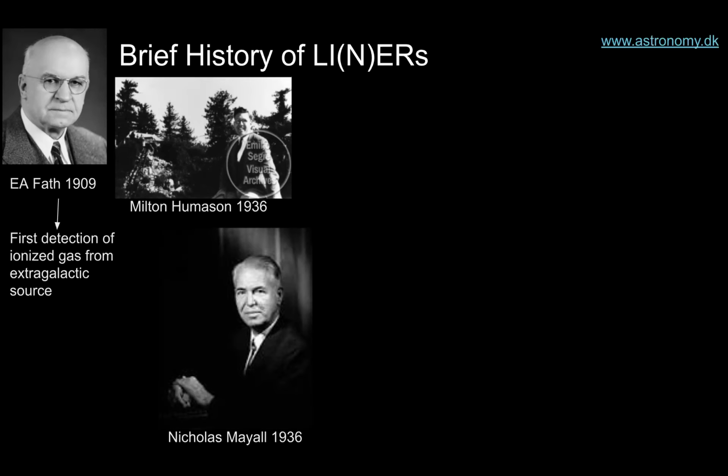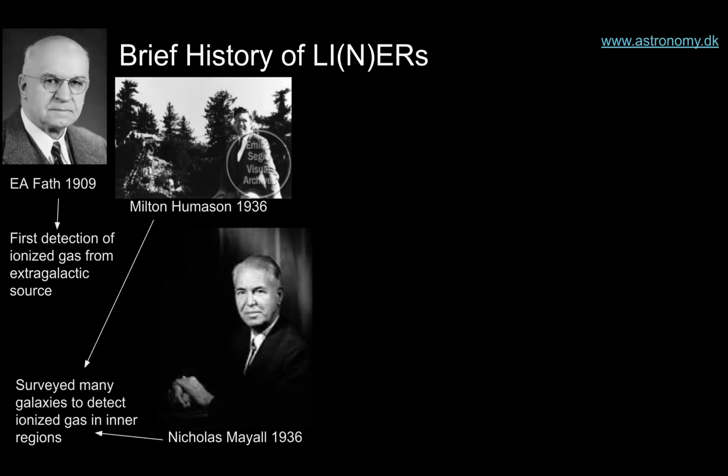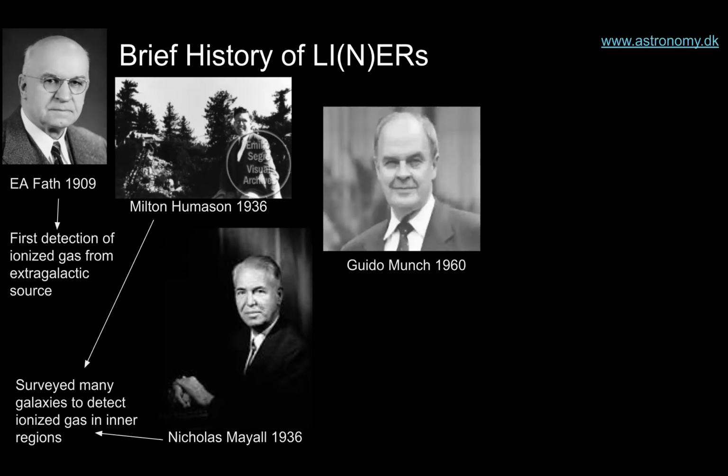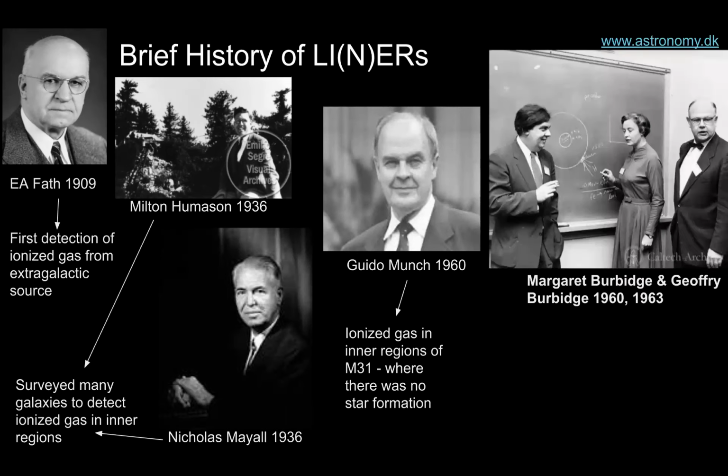So Humason and Mayall led some of these initial surveys, where they found many galaxies to have ionized gas in their inner regions. They started to build more puzzles as time went on. So in 1960, Guido Münch discovered ionized gas in the inner region of M31, Andromeda. But here, there wasn't any star formation where there was ionized gas. And at the time, there wasn't a clear explanation for what could be doing the ionization for this gas.